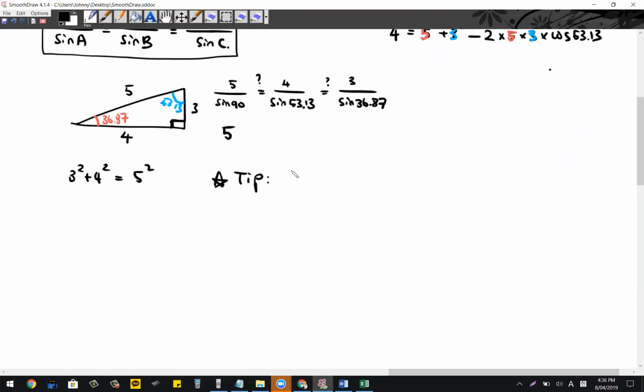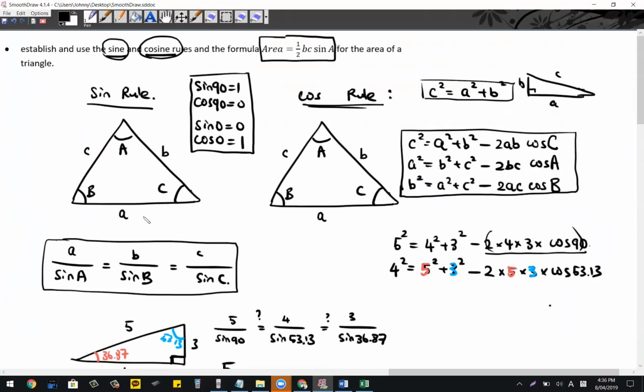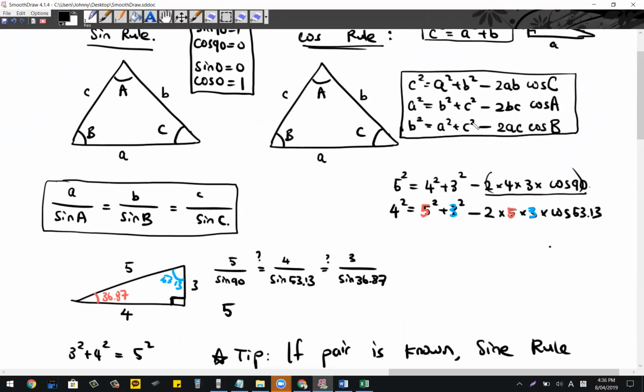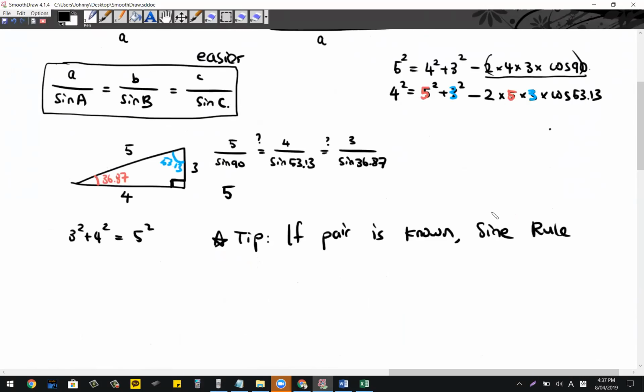So let's think about a very important tip though. When you have a pair, if a pair is known, it's better to use sine rule. You need to know that sine rule is easier than cosine rule. So whenever you have the opportunity to use sine rule instead of cosine rule, then use sine rule. This is harder to use. It takes more time. So if a pair is known, then use sine rule.